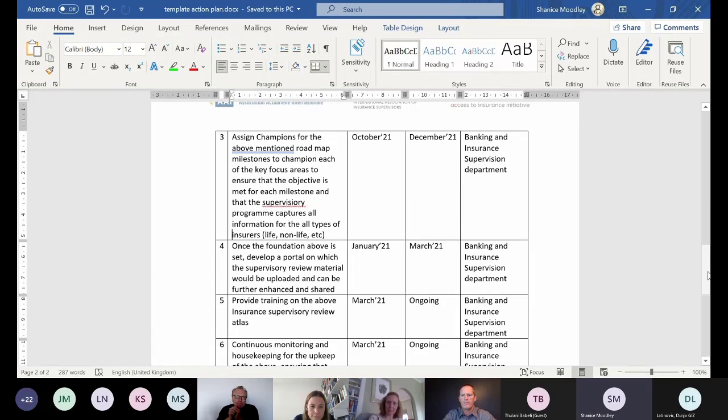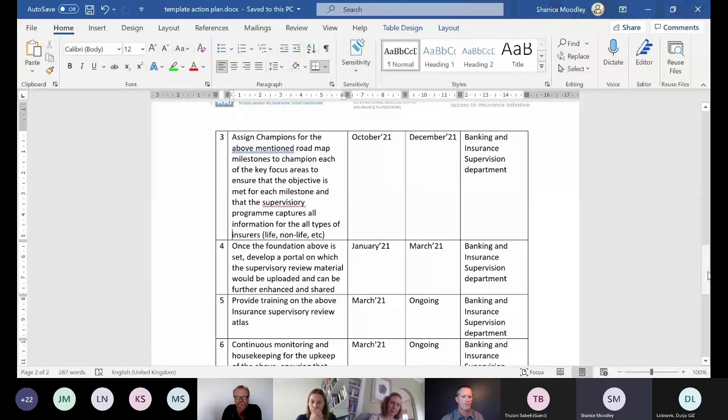Then lastly, we would provide training. So we would provide training on the above in terms of our insurance supervisory review atlas, how to navigate the atlas, what's included in the atlas, and if people going forward would like to champion certain risk areas, or share additional insights with our teams, we would also include this in the training as well.